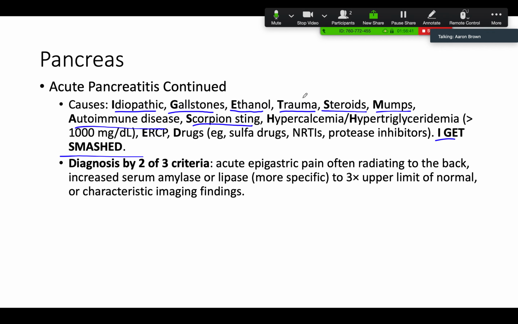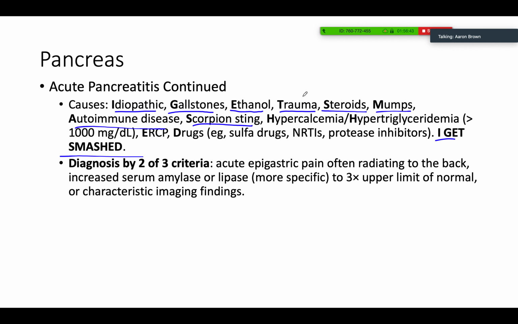I was never stung by a scorpion, and these were not big scorpions, right? They're little tiny baby ones. But if I was stung, perhaps I would have gotten pancreatitis. I always think about that.